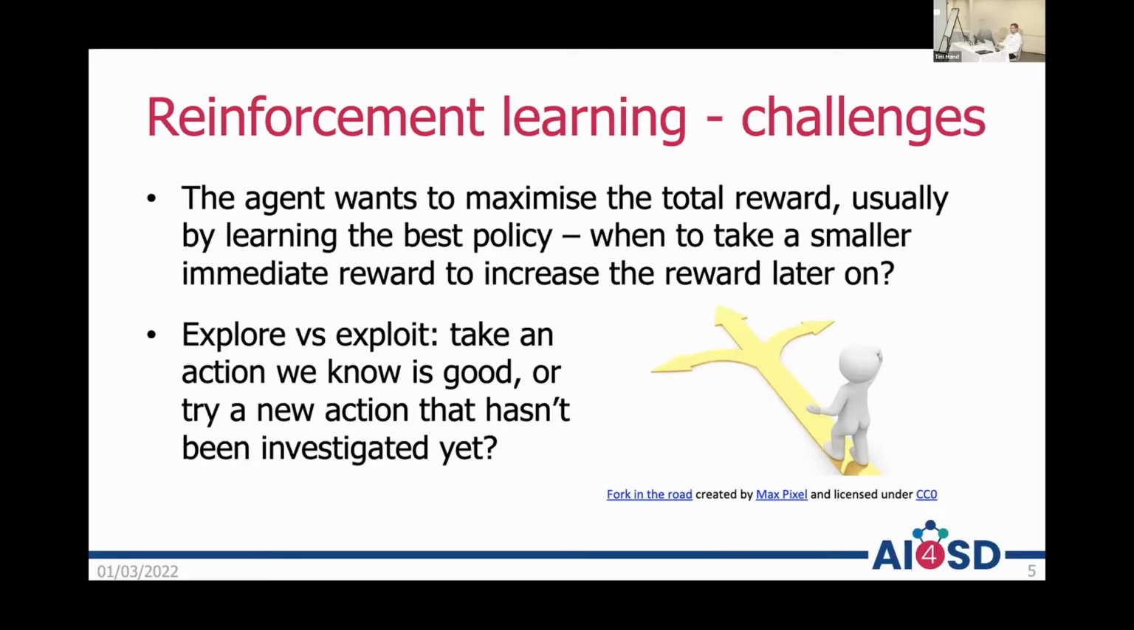There are several challenges associated with this. The agent obviously wants to maximize the total reward. And the way you typically do this is by trying to learn the best policy. So which policy maximizes the total reward given the distribution of states, how we choose the distribution of actions. And one challenge there is to work out when you need to take a smaller immediate reward in order to increase your reward later on. So for example, if you just took the largest reward action given your current state, you could fairly quickly end up at some kind of local optimum, when it might be better to take actions that give you lower rewards initially but put you in better states later to achieve more in the long term.